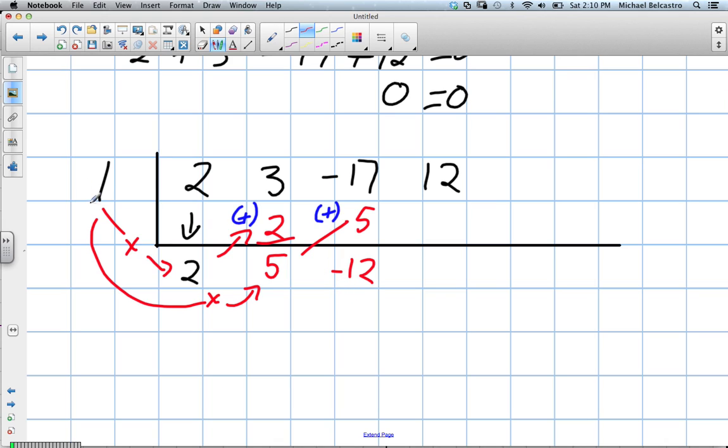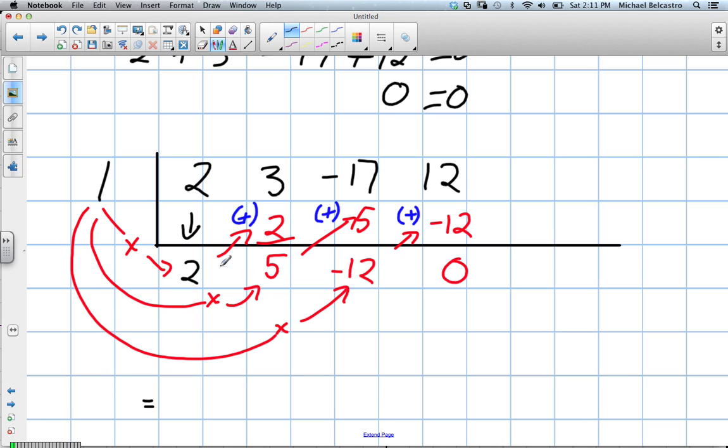Then we do what? Negative 12 times 1. We multiply that again and get negative 12. And what do we do? We add them and we end up with 0. So what does that mean? How can I write this as a polynomial now? How has that helped us? How can we rewrite this equation using these numbers?